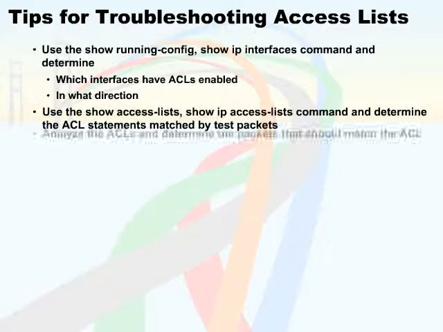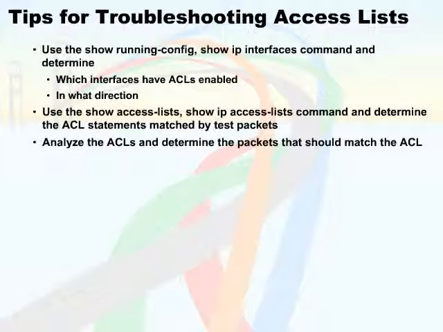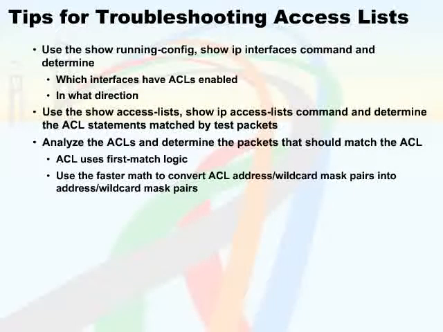The next step would be to analyze ACLs and determine the packets that should match the ACL. While doing this, we should focus on some important points. The first is that the ACL uses the first-match logic. We could use the faster math to convert ACL address wildcard mask pairs into address wildcard mask pairs. This uses the same math as subnetting.